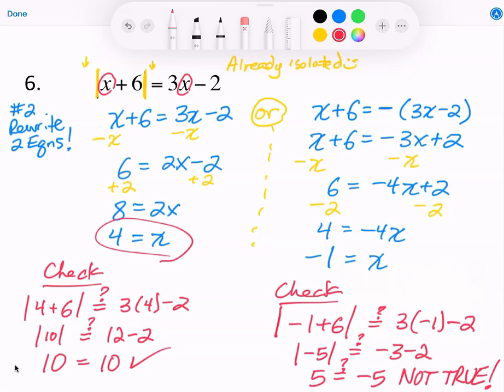If this is not true, then we call this answer a no solution. This is what's called an extraneous answer. An extraneous solution is one that we think works. We didn't make any mistakes. We got it as a possible answer. But when we actually check it in the original equation, it doesn't actually give a true statement.